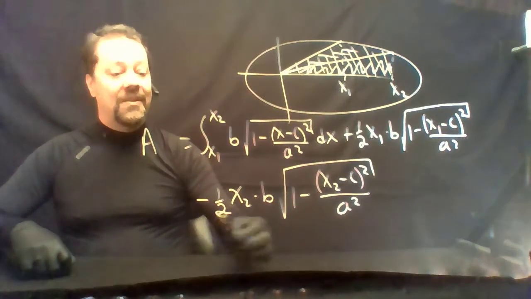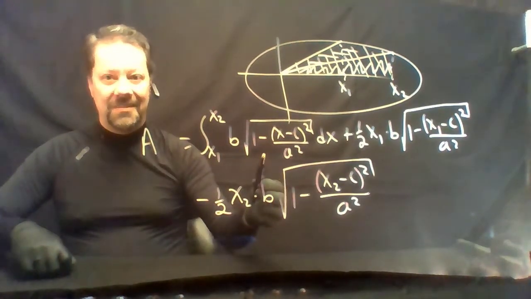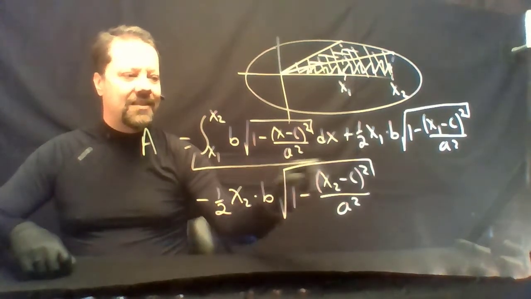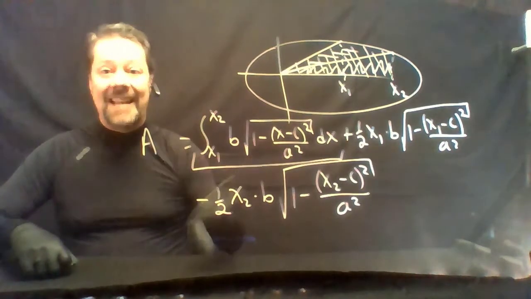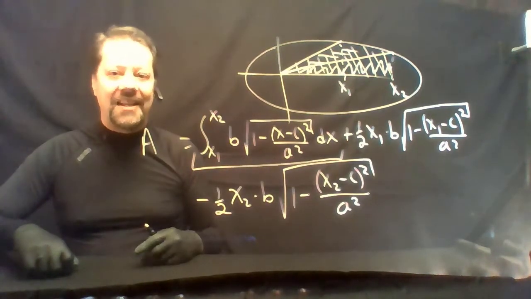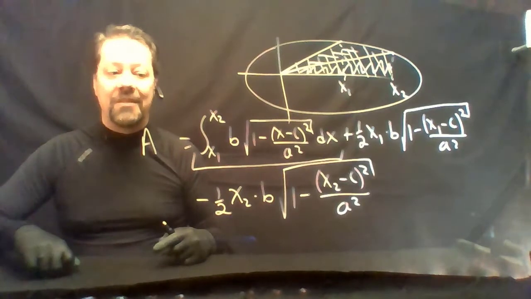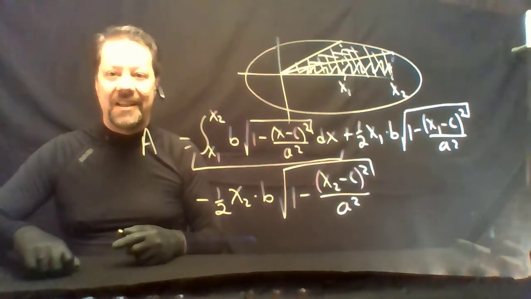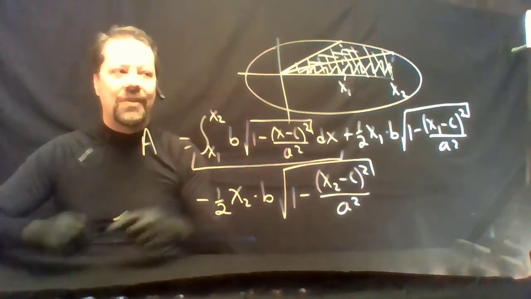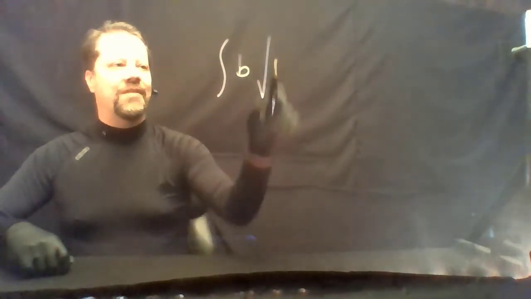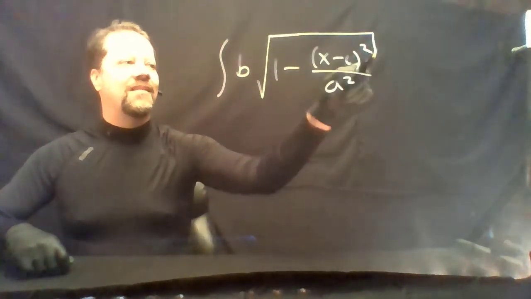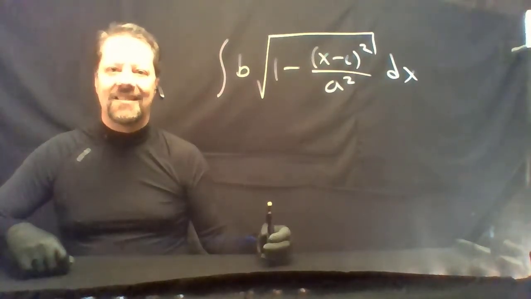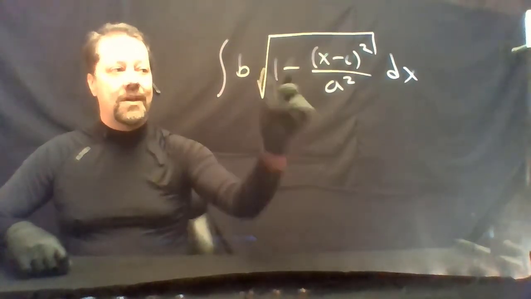The trick now is to calculate this integral. So let's focus just on this integral and not worry about the limits of integration. The problem is to find an antiderivative. After we have an antiderivative, we can apply the fundamental theorem of calculus to evaluate this definite integral. No problem. Let's just focus on the integral by itself for now. The integral was b times the square root of 1 minus the quantity x minus c squared over a squared, all times dx.